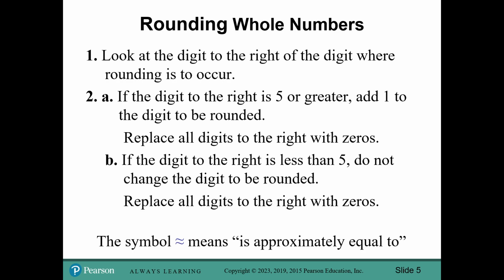The symbol approximately equal to is right here. This stands for approximately equal to. We use this when rounding and showing an estimation, or showing a number that is close to but not necessarily equal to the answer when doing estimations.